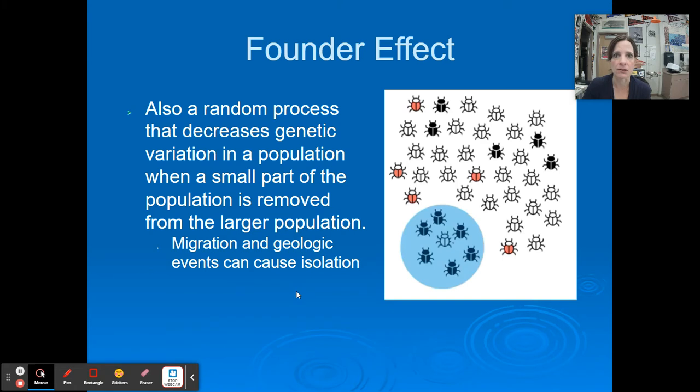The founder effect is also a random process that decreases genetic variation in a population. That's when a small part of the population is removed from the larger population. And that can happen because of any kind of isolation, so migration or some kind of geologic event that separates a small population from a large population. So you can see that this was the original population of the ladybugs, and there's lots of variation, but then this is the new population, which is going to have less. This is what happened when the finch went over to the Galapagos and started its own population.